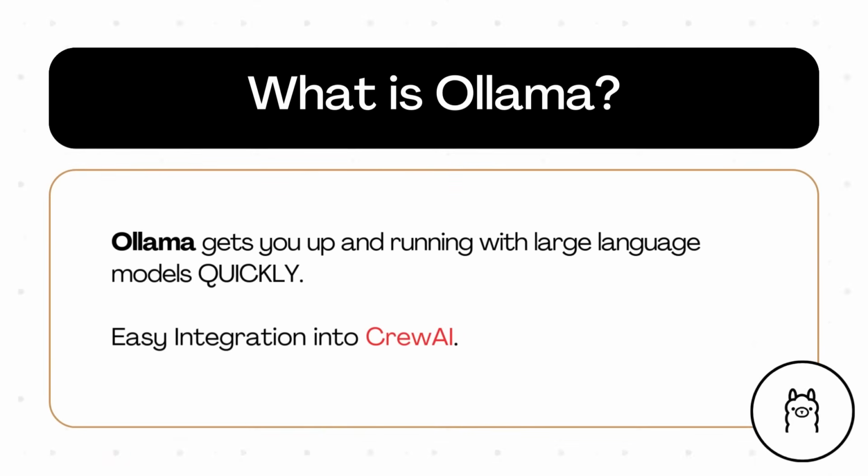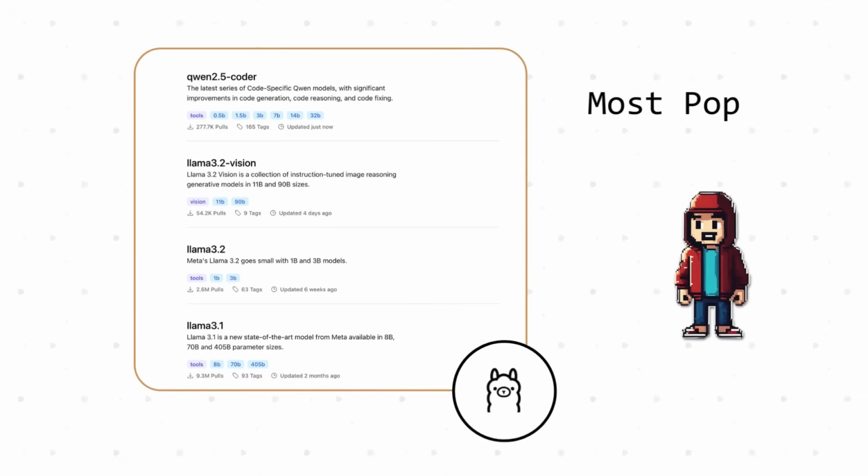Okay, in order to run local models, my favorite way to do that is to download Ollama. It makes it really easy to download the models and then run them locally on a server and then connect them to CrewAI. And I'm going to show you how to do all those things.